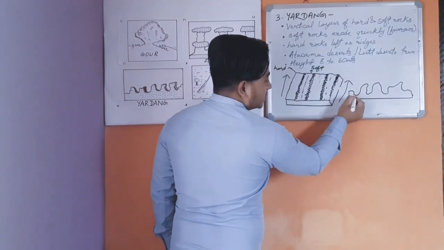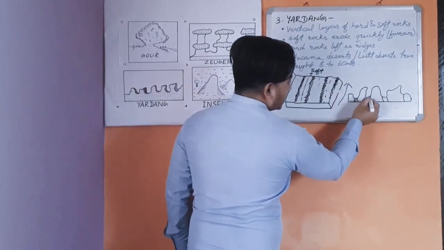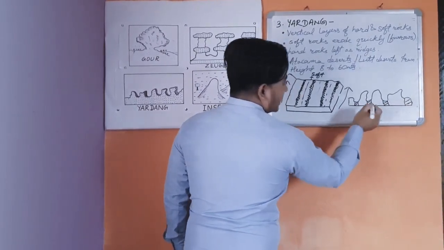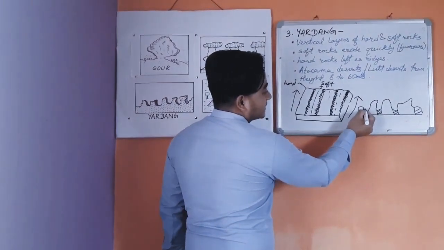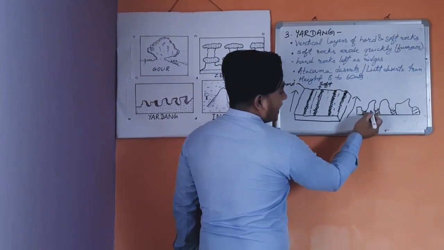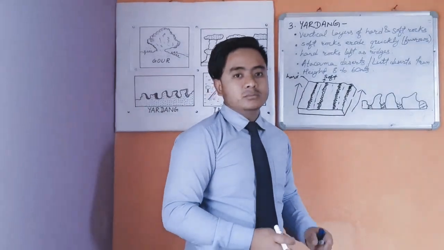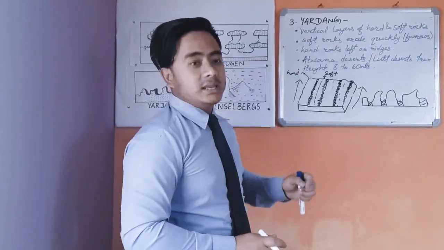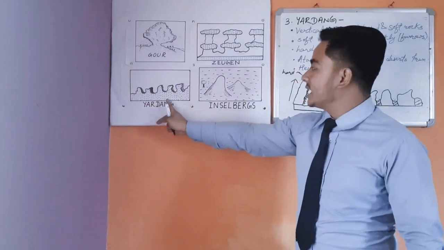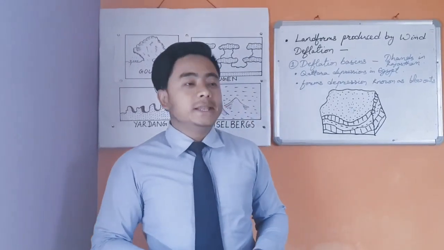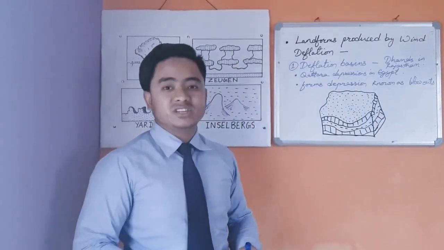See here. These are the beds of hard and soft rock. These are all the beds of soft rock that are parallel to the direction of the wind, which has led to the erosion, and it has created furrows, holes, whereas harder rocks are left behind as ridges. This type of landform that is found in the desert areas is called yardans. You can refer to the picture over here. Yardan looks like this. So now let's discuss the second point, landforms produced by wind deflation.